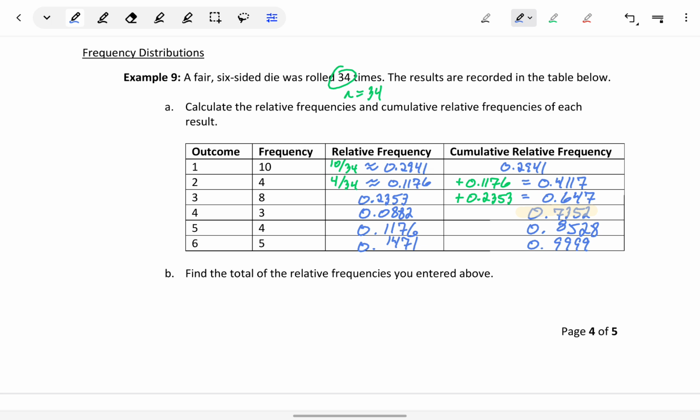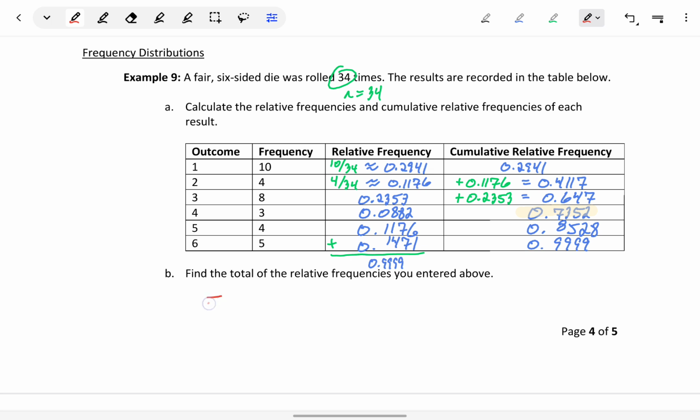We're asked in part B to find the total of the relative frequencies that we entered above. We actually did that as we found the cumulative relative frequencies, but we could go ahead and just add all of the values in our relative frequency column, and that would add to 0.9999. Now, theoretically, this should add to 1, because if we look at all of the possible outcomes occurring, that frequency should be 100%. If we're okay with any of the outcomes, anything that occurs counts as a success, then we would have a success 100% of the times.